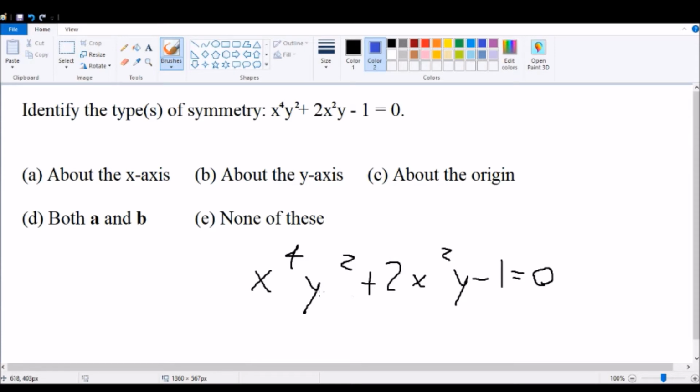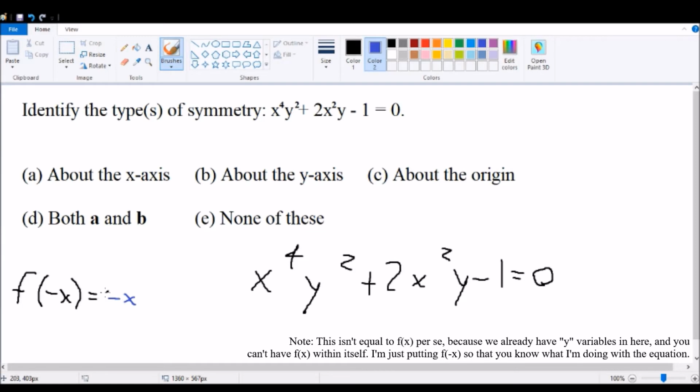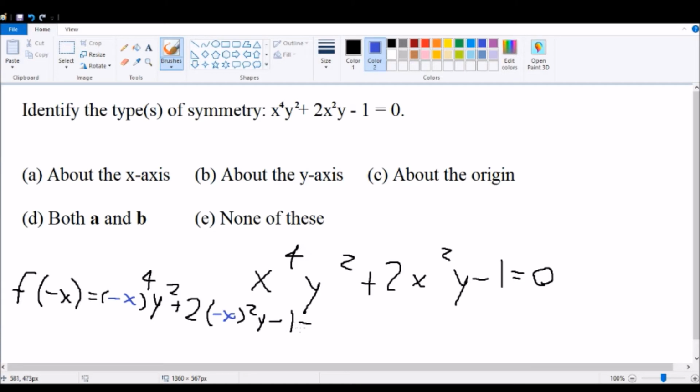All you had to do, to normally test the type of symmetry on a function, you would just take that function and plug in negative x as the input. So in this case, you would get negative x raised to the fourth times y squared plus 2 times, again, negative x squared y minus 1 is equal to 0. Nope, never mind, ignore that. And then you just sort of simplify.